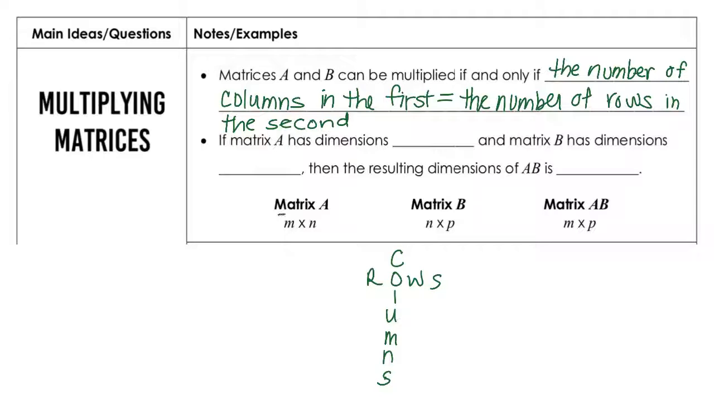If matrix A, and we're going to use the examples down here at the bottom, has dimensions m by n, and matrix B has dimensions n by p, then the resulting dimensions of AB is going to be m by p. Is that okay? Keep in mind when you talk about your dimensions, you're talking about rows by columns.